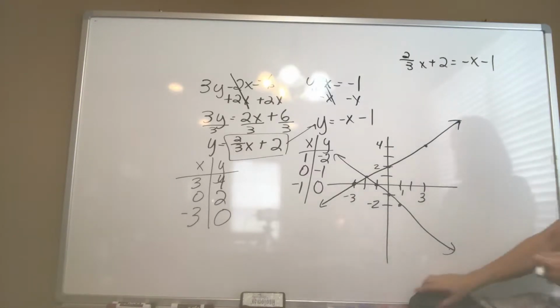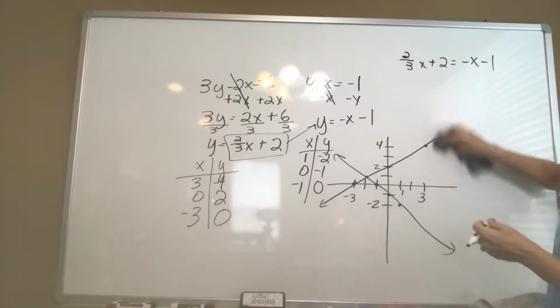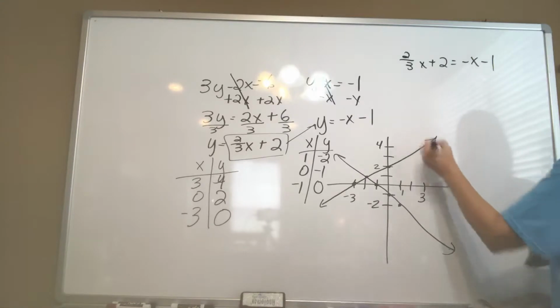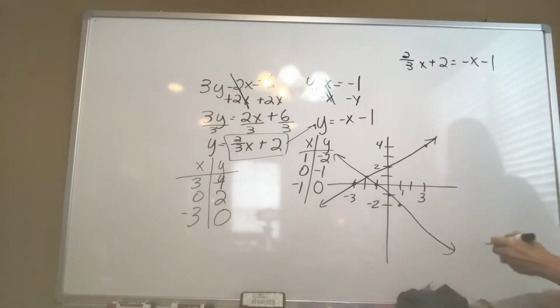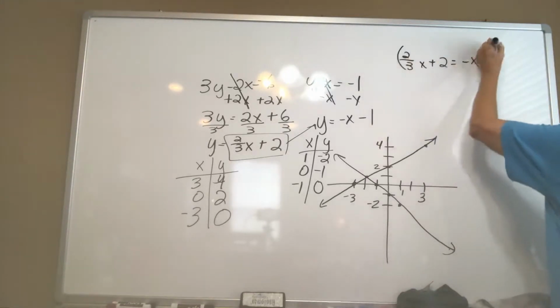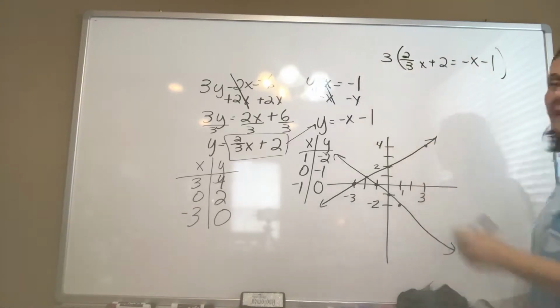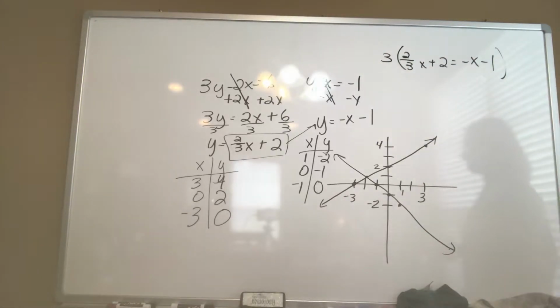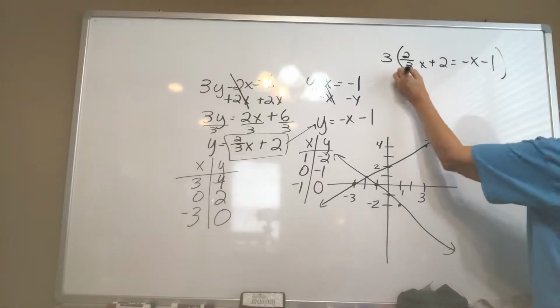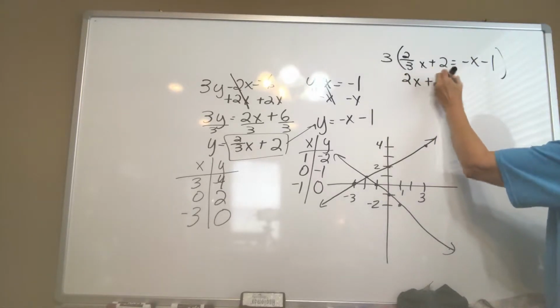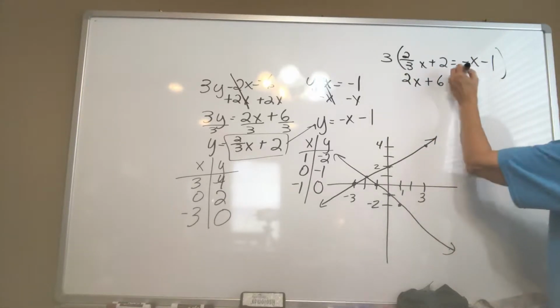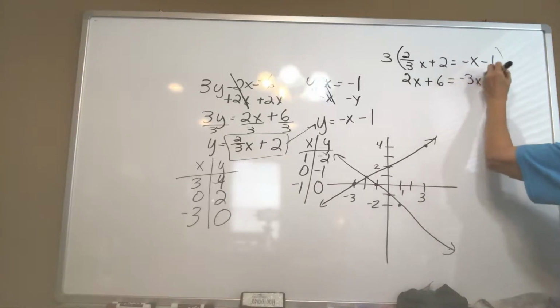Now, I have an equal sign. Equal sign means I eliminate the denominator. So I'm going to multiply every term by 3 to eliminate the denominator. So I'm left with 2x plus 6 equals negative 3x minus 3.